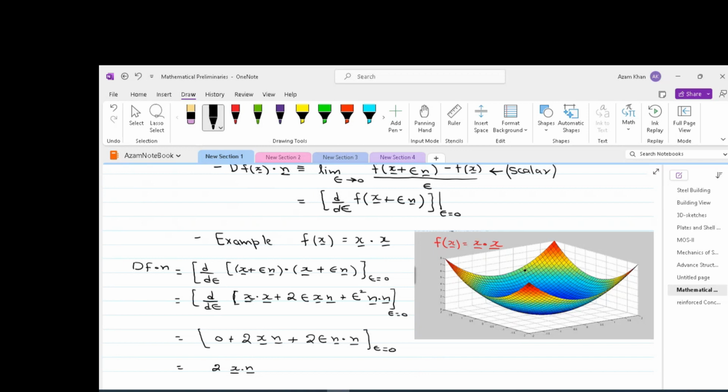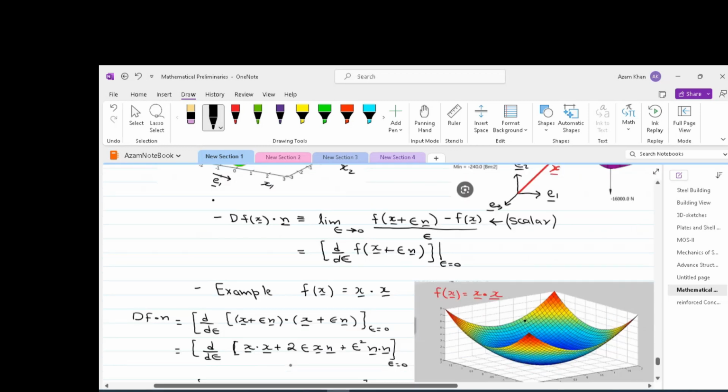So there is no eta in this term, it becomes 0. In this term, we have eta raised to the power 1, so that becomes 1. And in this one, we have eta raised to the power 2, so it will become 2 eta. Now we apply eta equal to 0 on this expression, and we get 2x dot n.